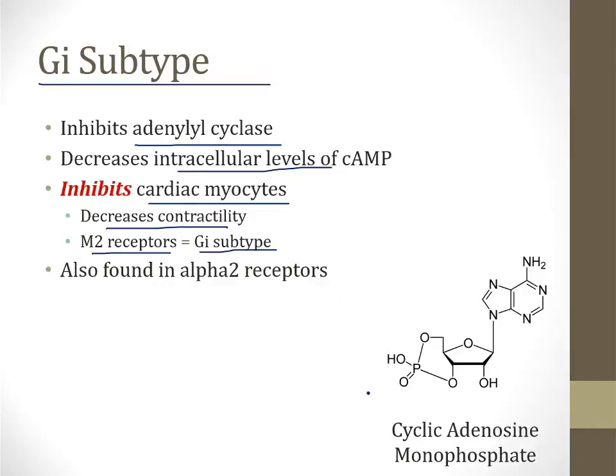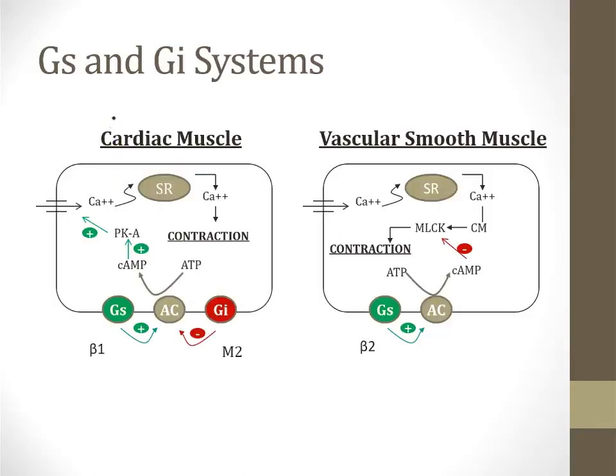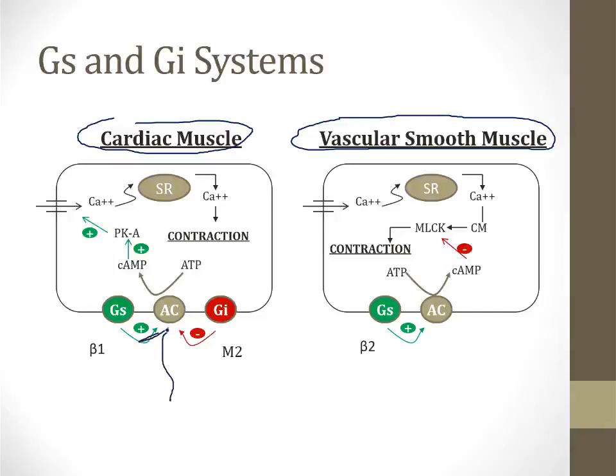You can also find the GI subtype of G protein receptor in those alpha-2 negative feedback receptors that I talked about earlier in this video. So here's a little cartoon of a cardiac muscle cell on the left and a vascular smooth muscle cell on the right, and I've depicted how the different G proteins work on these two types of cells. Let's start with the cardiac muscle cell on the left. Here is the enzyme adenylyl cyclase. Beta-1 receptors will activate this enzyme through GS proteins. M2 receptors will inhibit this enzyme through GI proteins.